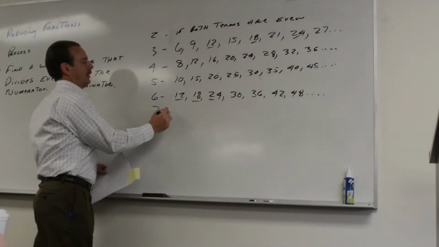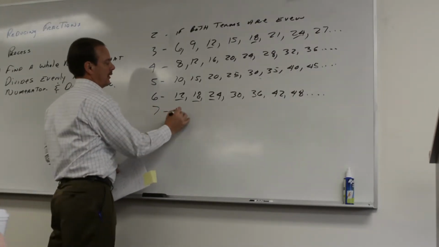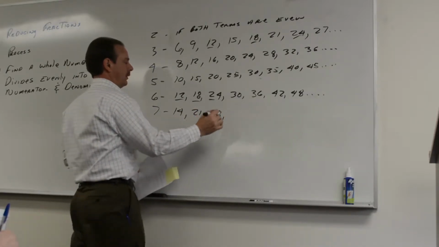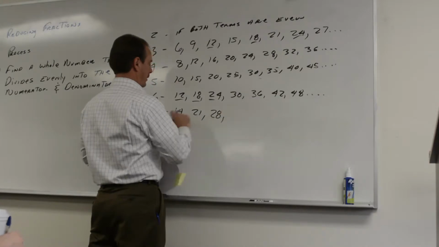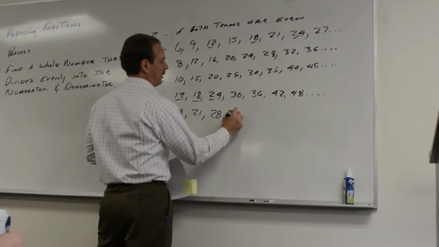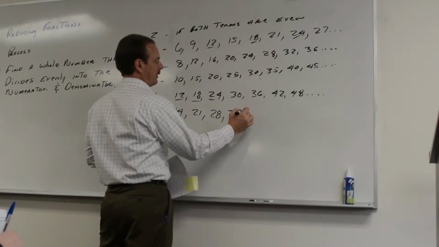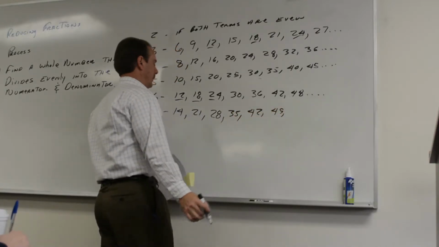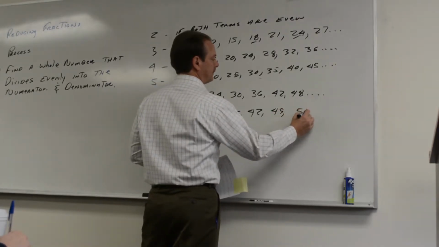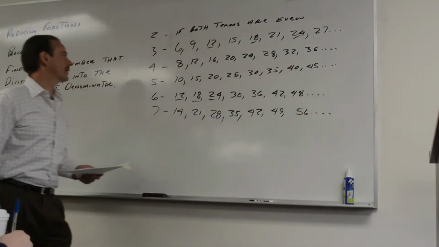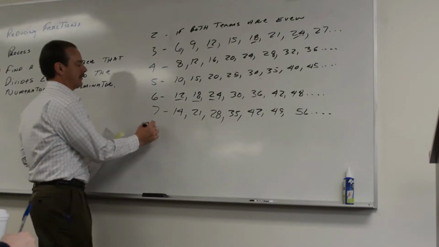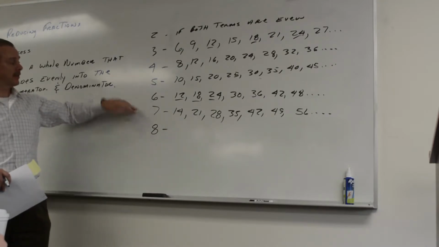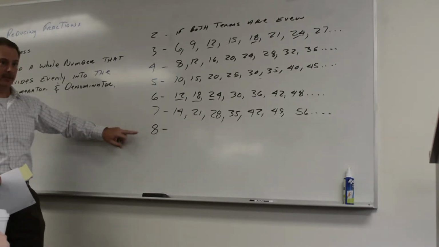14, 21, 28, 35, 42, 56. All right, 56. And 8? Now, do you think 8 and 4 are going to be a lot alike? Yeah, because 4 is a factor of 8.